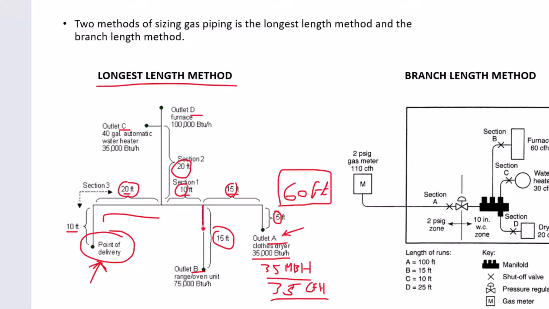So this would be one segment here. This would be another segment here. This would be another segment here. And for each segment, you sum up the total CFH. So for example, outlet A is 35 CFH. This outlet B would be 75 CFH. So the total of 35 and 75 would be 110. So here it would be 110 CFH.